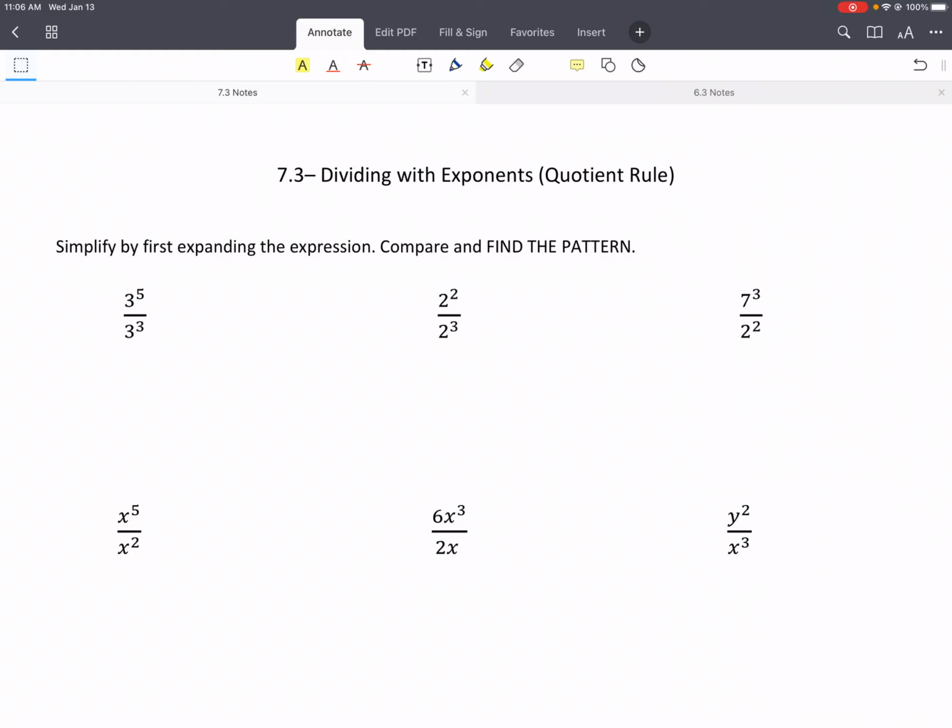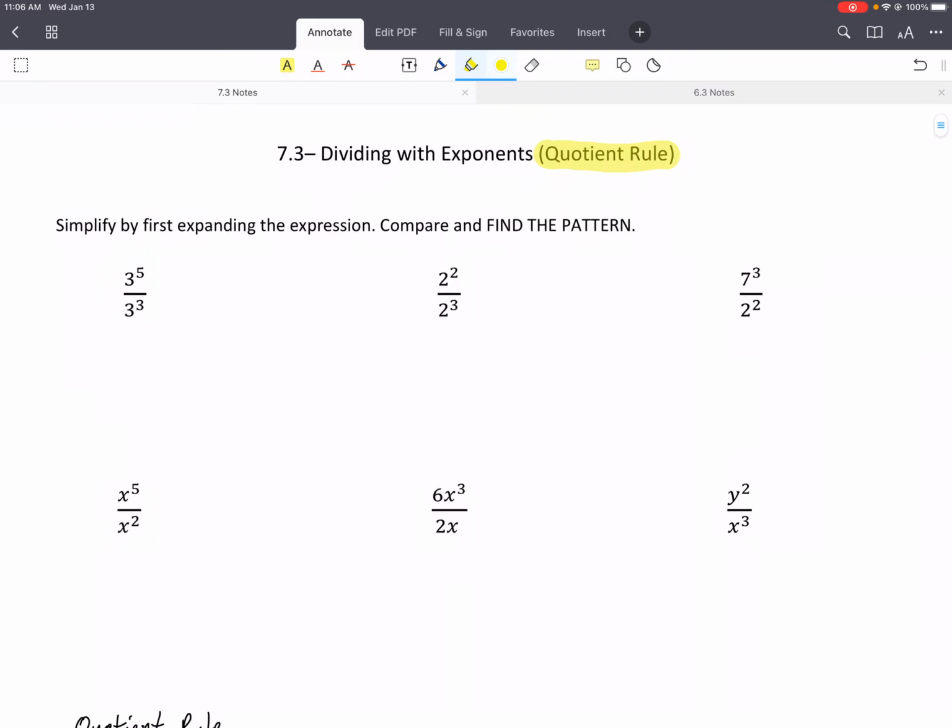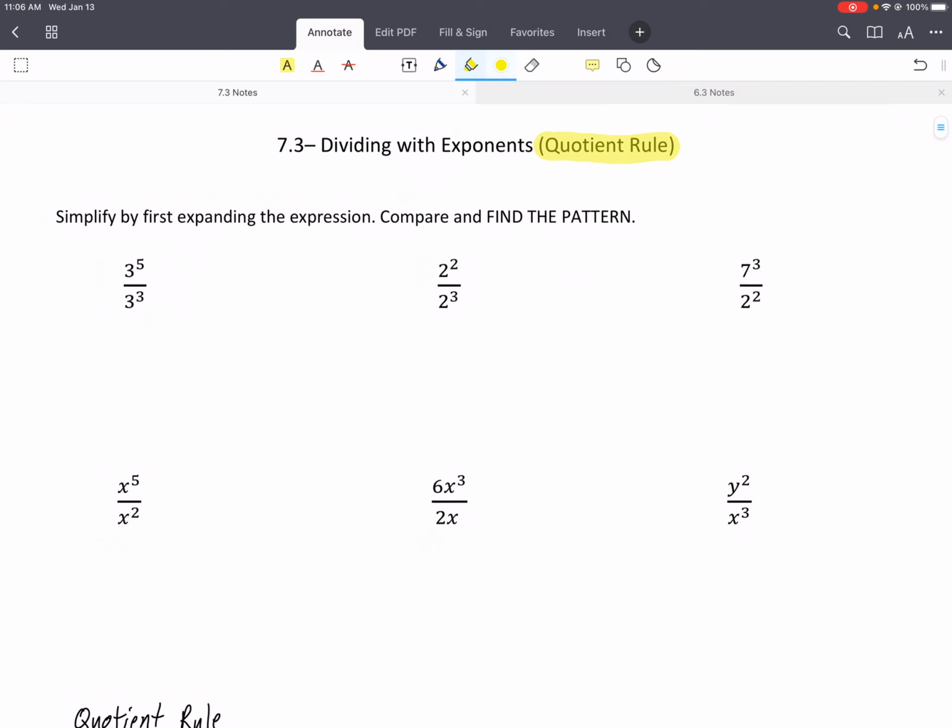Alright guys, so we're on our third lesson of the unit. Now we're going to be looking at dividing exponents, or looking at something we call the quotient rule. If you remember, quotient is kind of mathanese for telling us that we need to divide. To be able to understand this rule a little bit better, let's look at some of these expressions.